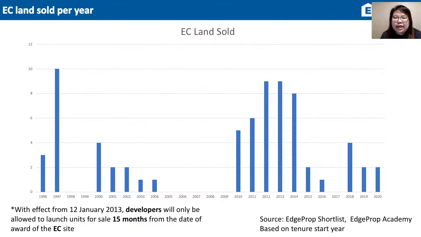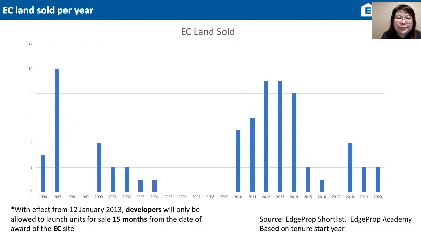And I actually did an extra one. This one cannot be created directly from the website, but if you take the information from land sales, you'll be able to plot this. This is the number of land sold per year since 96 all the way until now. You can see there was a spike in 97, and then in between 05 to 09, there were no EC land for sale. And then from 2010 to 2014, there were a lot of EC lands just released within the year.